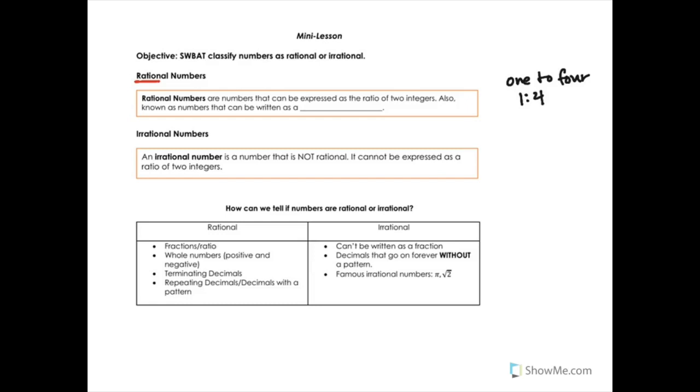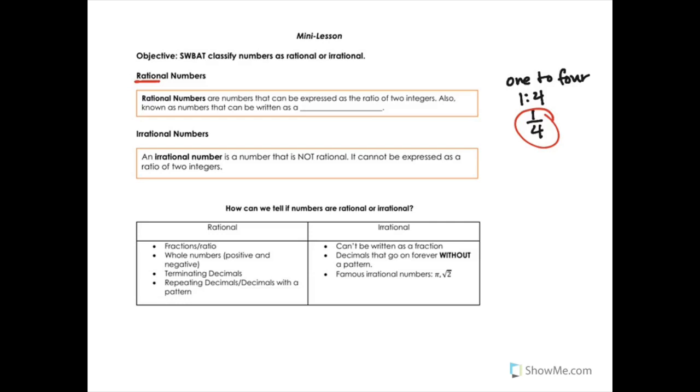And then the other way that we learned to write ratios before was using a fraction. So 1 over, not 1 over 2, 1 over 4. Today we're going to focus on this way, okay? We're going to focus on the relationship between ratios and fractions. So we're going to use fractions to be able to identify whether a number or an expression, the value of an expression, is either rational or irrational.